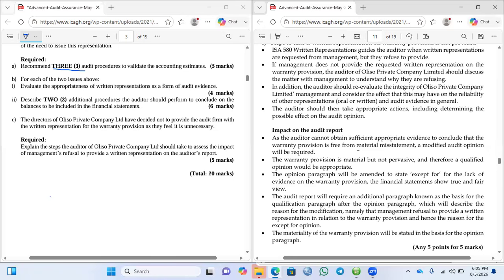Okay, so issue a modified audit opinion. The warranty provision is material but not pervasive, and therefore a qualified opinion would be appropriate. The opinion paragraph will be amended to state, except for the lack of evidence on the warranty provision, the financial statements show a true and fair view. Okay, so these are suggestions as to how you can put in your opinion. The audit report will require an additional paragraph known as the basis for qualification paragraph after the opinion paragraph, which will describe the reason for the modification, namely management's refusal to produce a written representation.